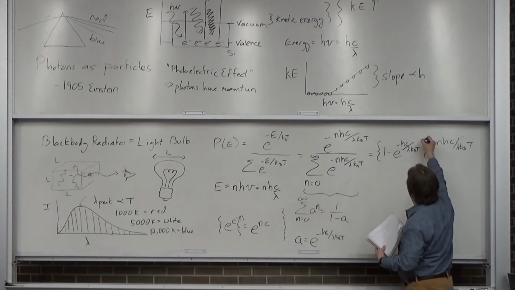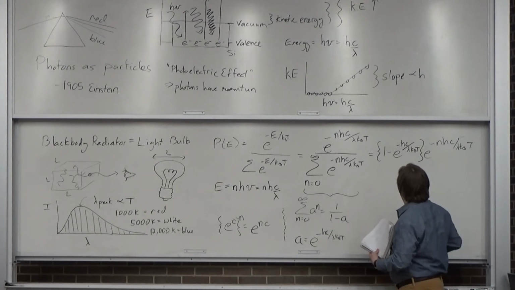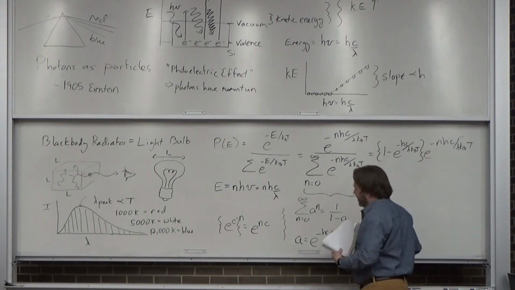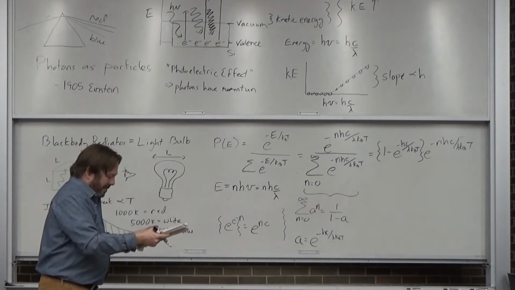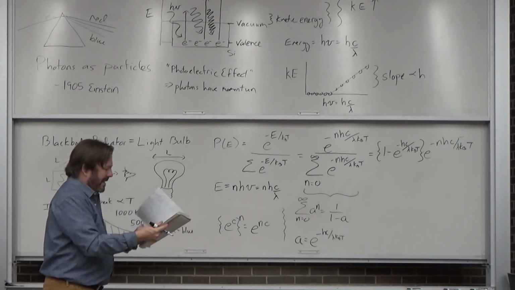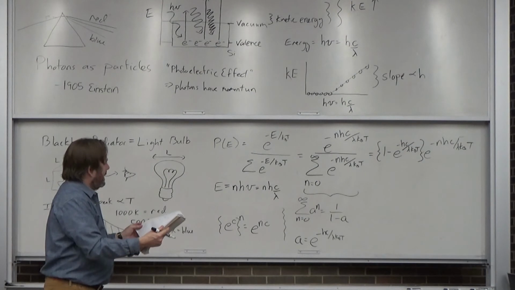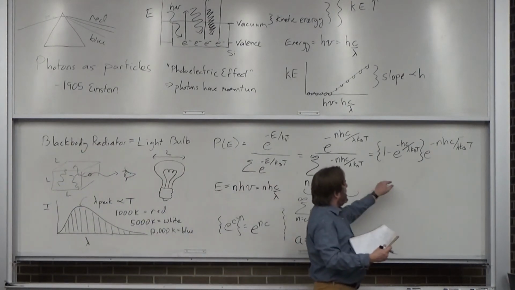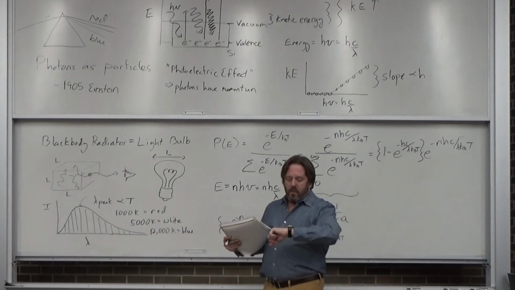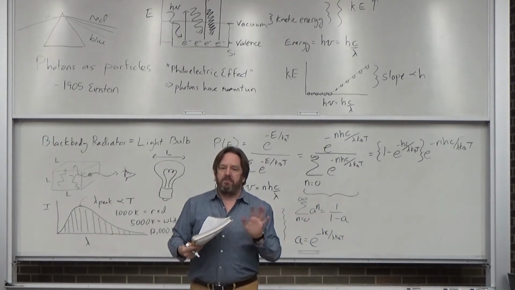And I barely give myself enough room. There we go. So there you go. That is the Boltzmann. Let me double check that's right. Yeah, okay, I got it right. Got lucky. Okay, so here is the Boltzmann equation with the normalizer worked out.